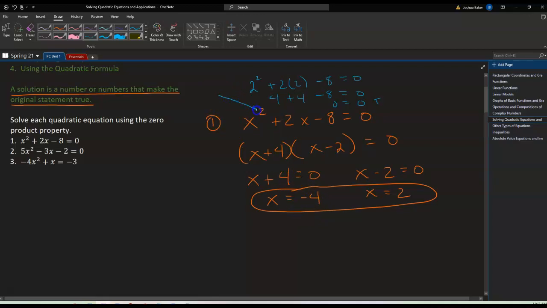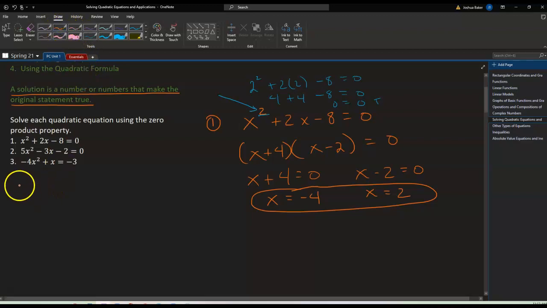Now, I want to draw your attention to that exponent right there. That tells me how many answers I should anticipate. Now, it is true that sometimes you're going to get two of the exact same answer, okay? But you still should get two answers on any quadratic equation. A quadratic equation is an equation that has a 2 as the highest exponent.